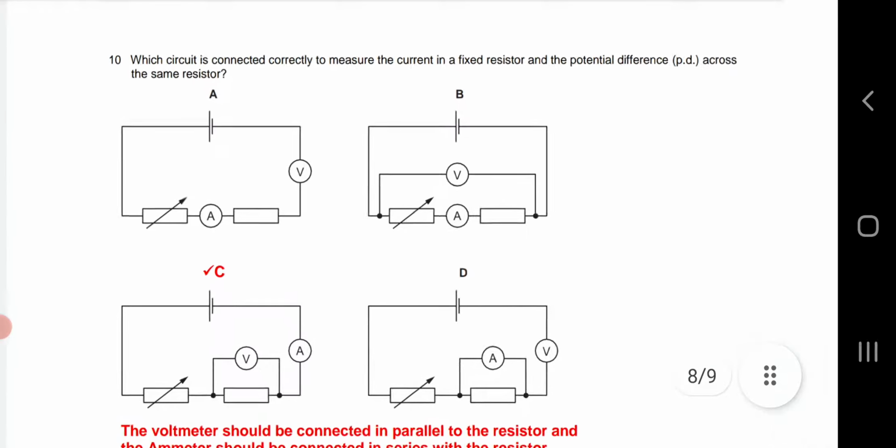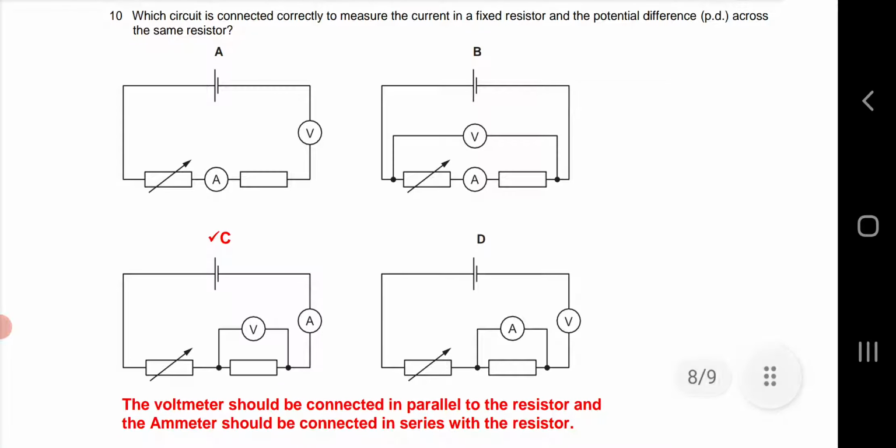Okay, question number 10, the last question. Which circuit is connected correctly to measure the current in a fixed resistor and the potential difference across the same resistor? Always remember the voltmeter should be connected in parallel or across the element, whereas the ammeter should be connected in series with the resistor or the element. You can see in option C, the voltmeter is connected in parallel with the resistor and the ammeter is connected in series with the resistor. So option C here is the correct option.